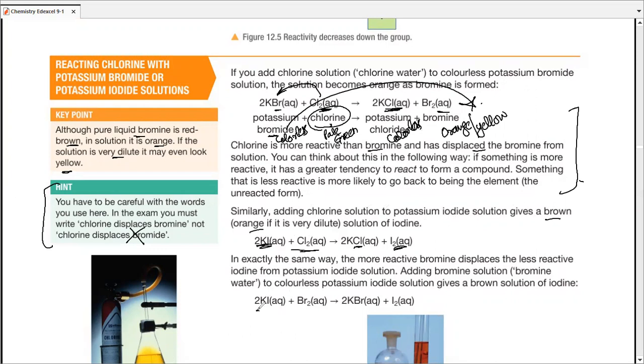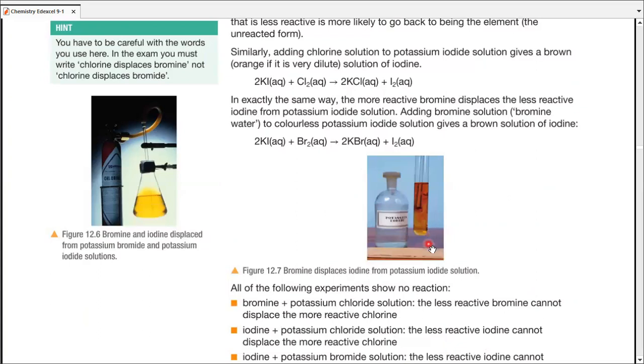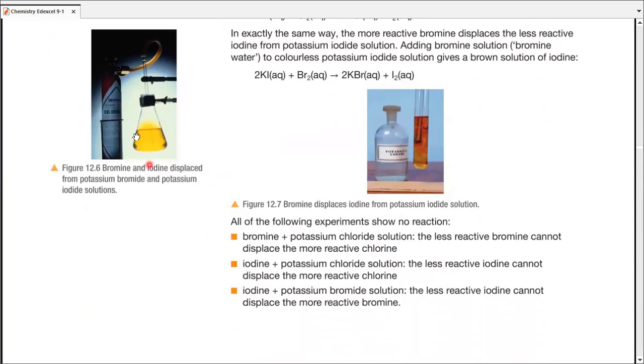In the same way, potassium iodide solution can be used with bromine, and since bromine is more reactive than iodine, it can displace it and form the elemental iodine. Again, in this case, we may have a red or an orange or a yellow solution. You can see the solutions over here and here.